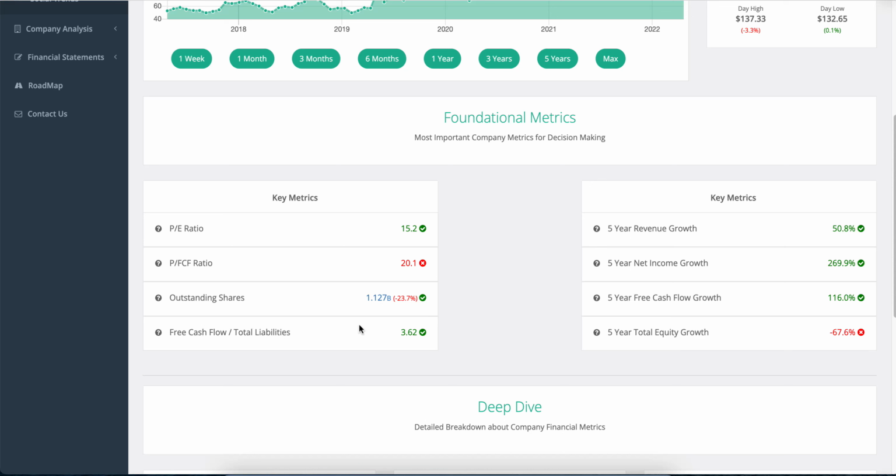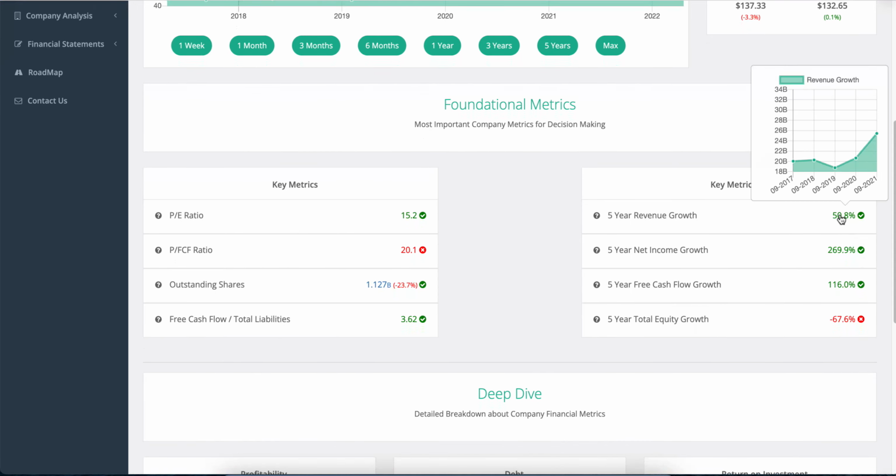The free cash flow to total liabilities points to a company that requires 3.6 years of last year's free cash flow to pay back all their total liabilities if they wanted to. Of course, they're not going to do that, but it gives us a way to know how solvent a company is, how much debt they have.